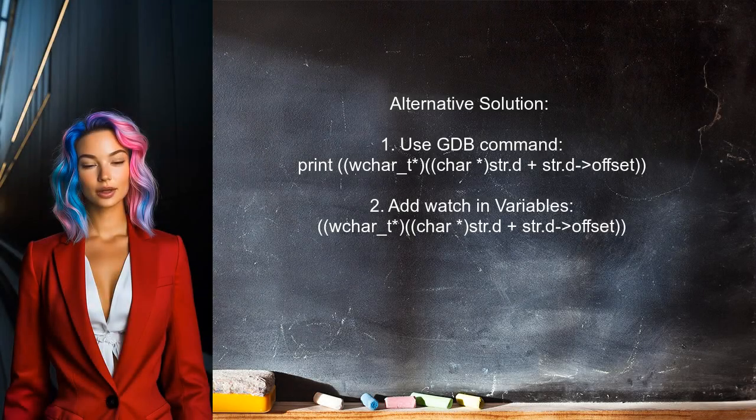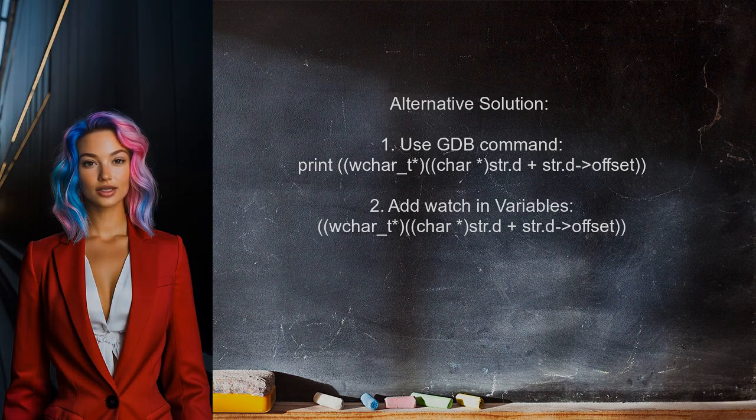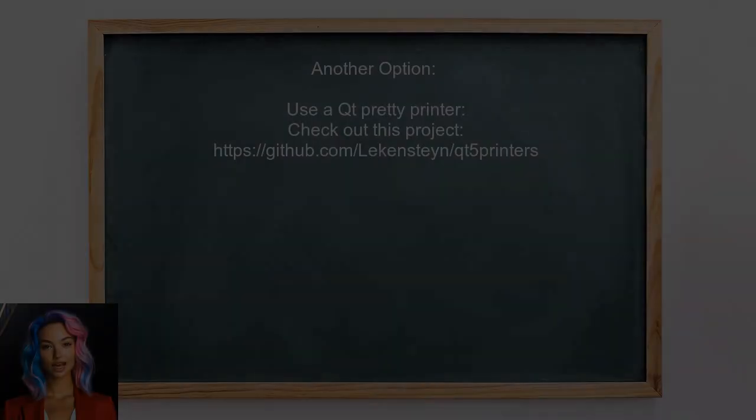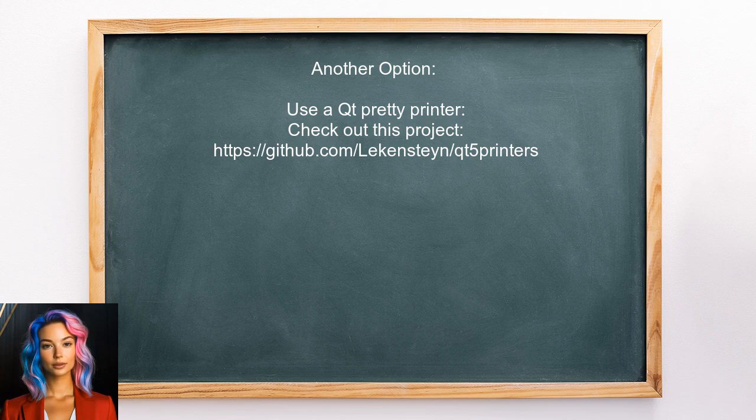One alternative solution is to use a GDB command in the console. You can type print, followed by a specific expression to view the QString value. Alternatively, you can add a watch in the variables section with the same expression. Another option is to utilize a project that adds a Qt Pretty printer. This can enhance how QString values are displayed during debugging.